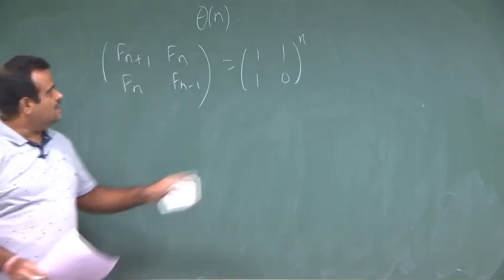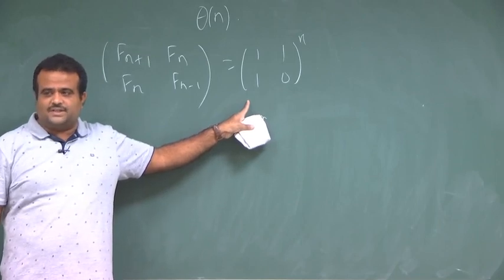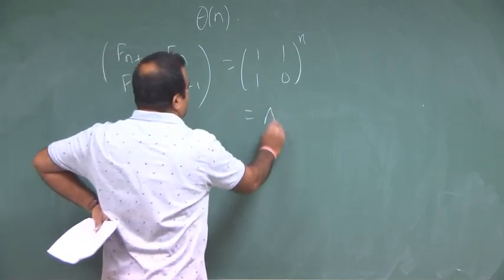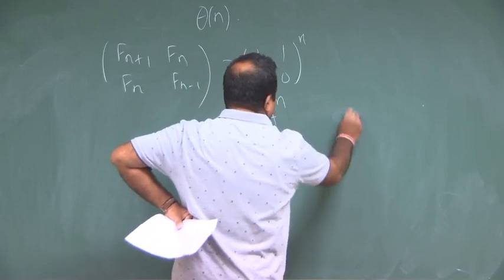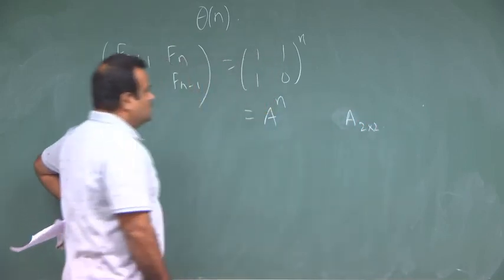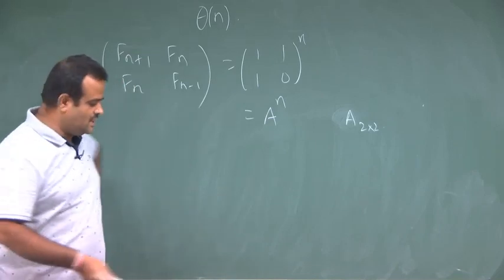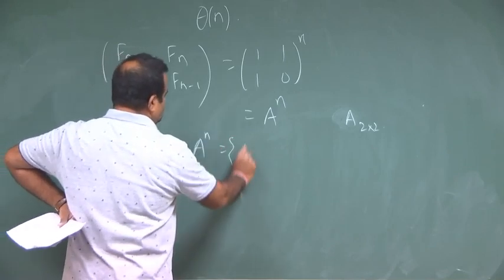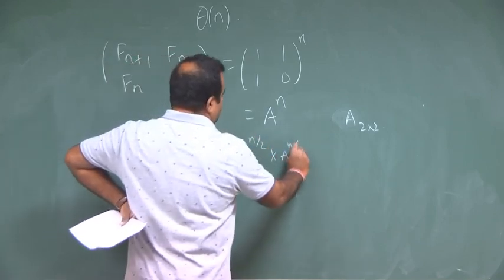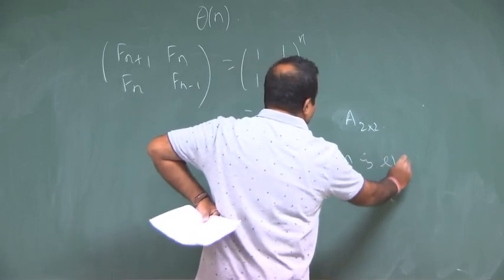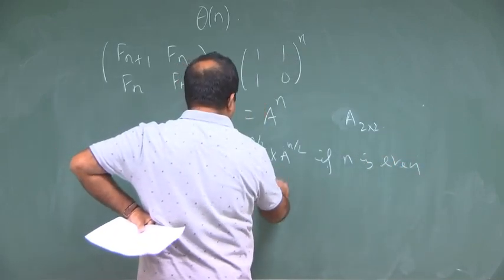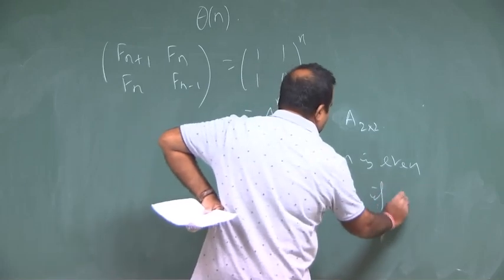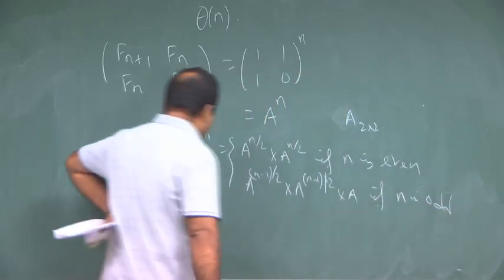So, this is kind of powering a matrix, but this is a constant matrix. So, this is some sort of A to the power n, where A is just a 2 by 2 matrix. So, it is the same as powering a number. We have the divide and conquer formula for this: A to the power n by 2 times A to the power n by 2 if n is even, otherwise A to the power n minus 1 by 2 times A to the power n minus 1 by 2 times A if n is odd.